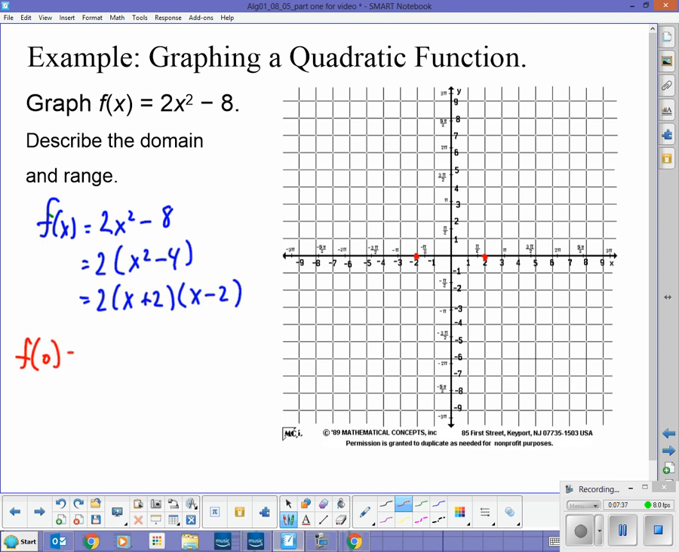So f of 0 equals 2 times 0 squared minus 8. So that's 0 squared is 0. 0 times 2 is 0. 0 plus negative 8 is negative 8. So down here. And that's it. I've only got a few points here.